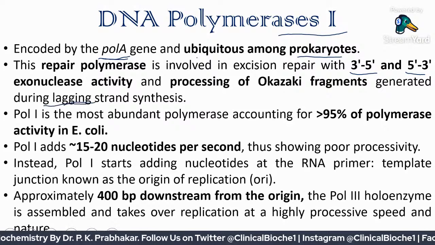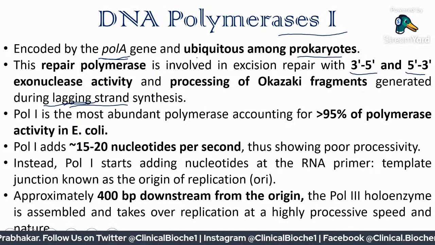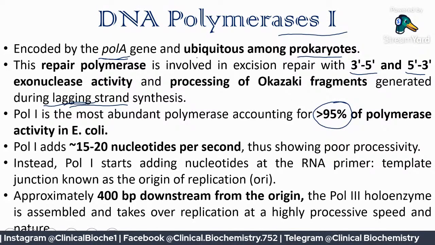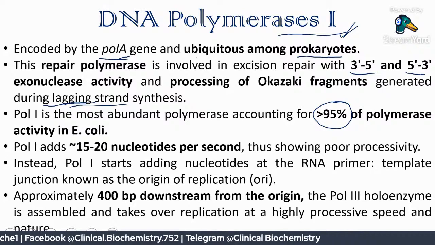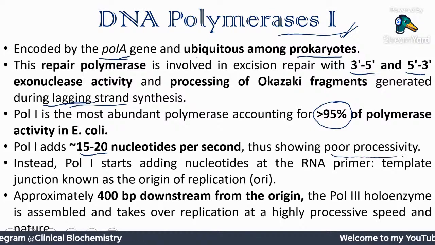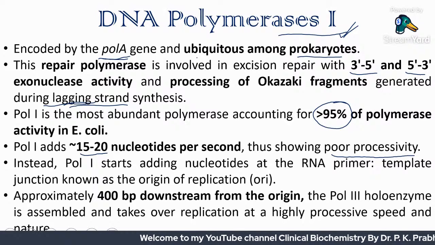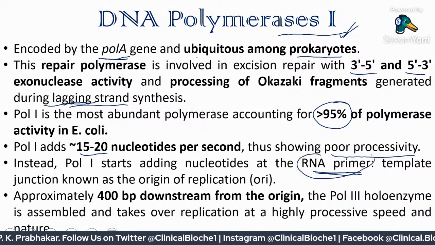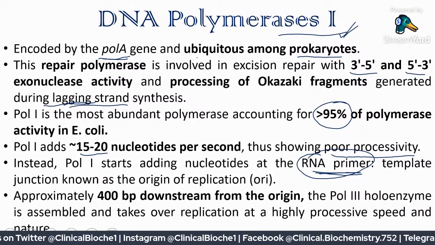Normally, it is going to synthesize the lagging strand of DNA. Polymerase I is the most abundant polymerase, more than 95% of the polymerase in bacteria is type 1, polymerase I. It can add only 15 to 20 nucleotides per second, so it has very poor processivity, a very slow enzyme. Polymerase I starts adding nucleotides to the RNA primer, because this is not only for polymerase I. Any DNA polymerase requires an RNA primer. So a primer is required for all the DNA polymerases.